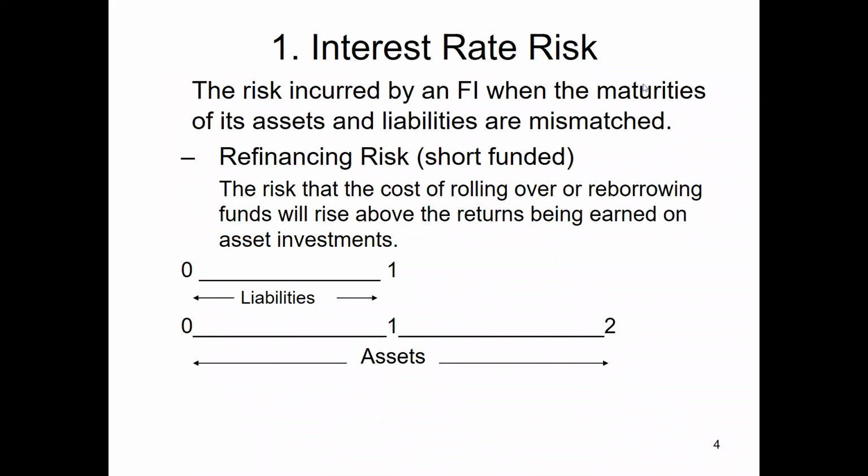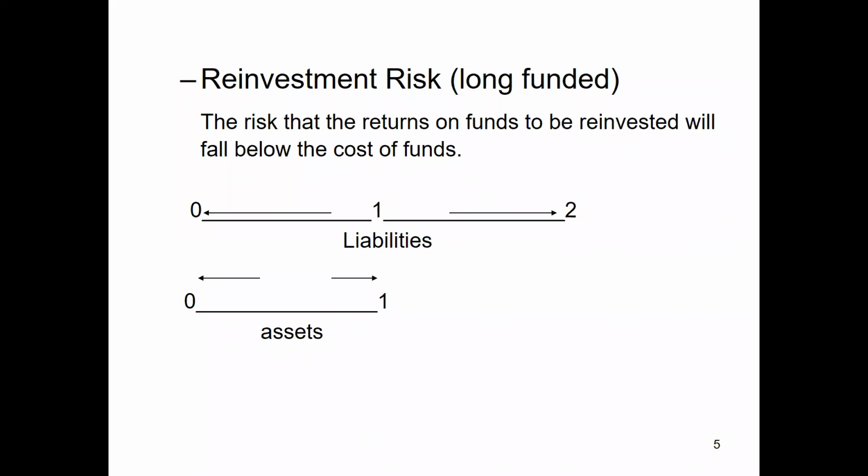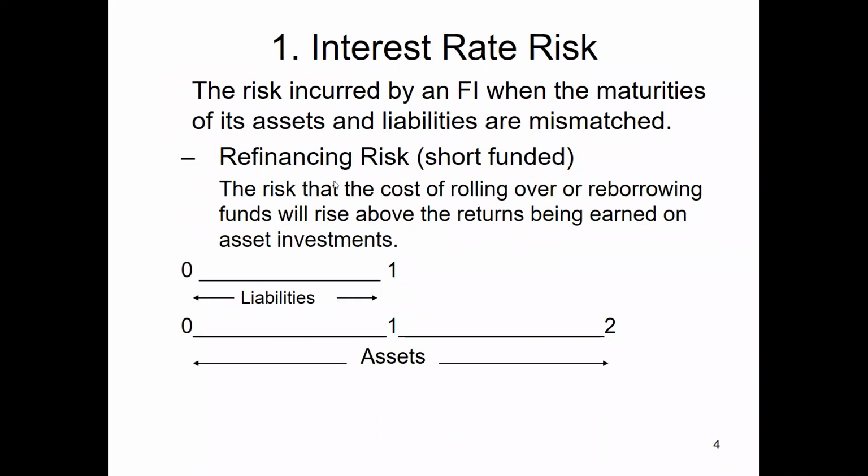So when it comes to interest rate risk, it is divided into two parts: refinancing risk and reinvestment risk. The risk incurred by interest rate risk arises when a financial institution's assets and liabilities maturities are not matched.